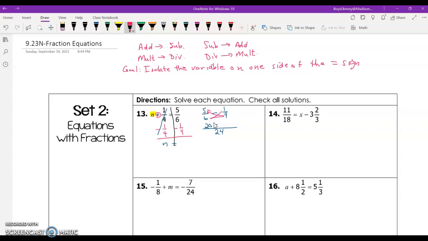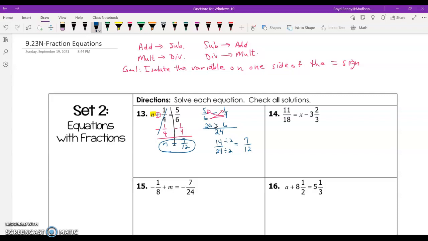And then to get our other numerator, we'll multiply the other direction, which gives us 6. Then we'll just subtract the top. 20 minus 6 is 14 over 24. And then we'll simplify that fraction by dividing by 2 on both the numerator and denominator, which is going to give us a final answer of 7/12. Okay?